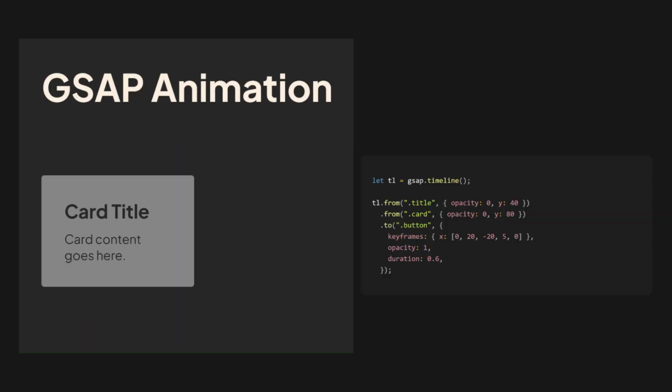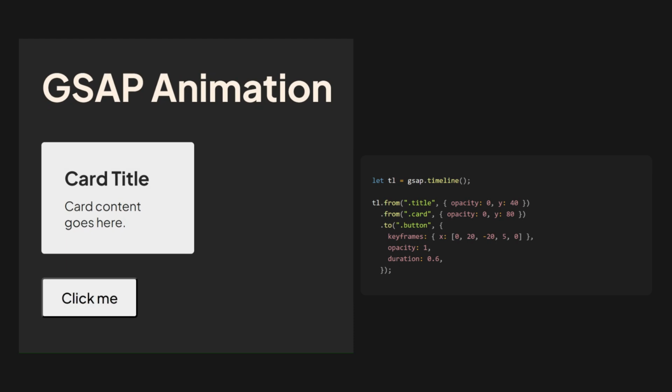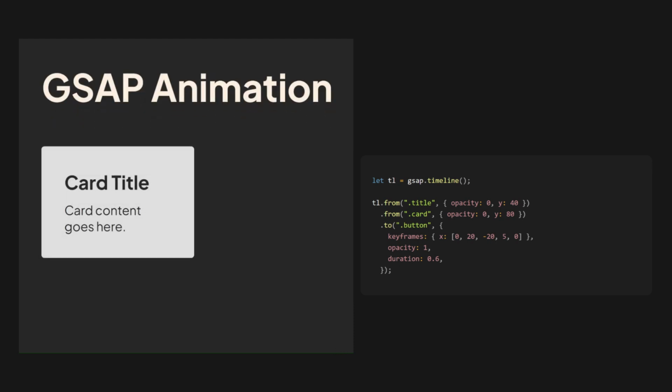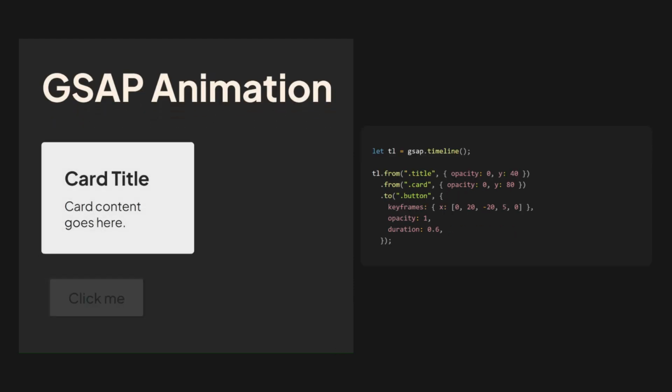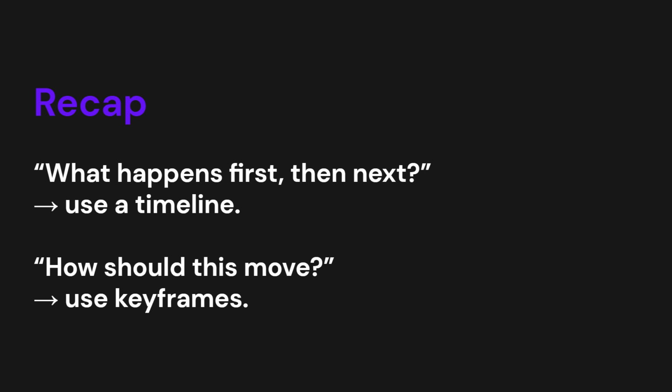In a real project, we use both together. A timeline controls the story, keyframes control the motion. So as a recap, if you think what happens first, then next, use timeline. If you think how should this move, use keyframes. This simple mental model will make your GSAP code much cleaner.